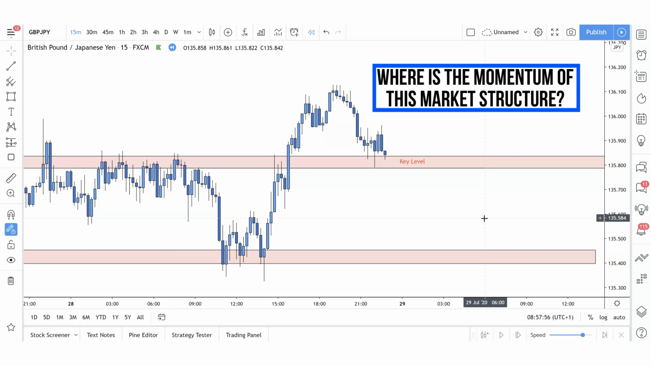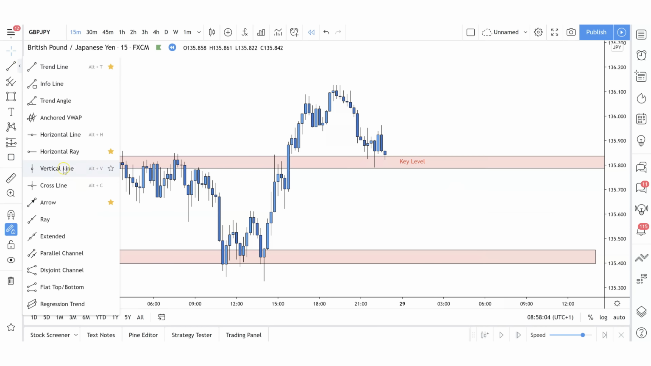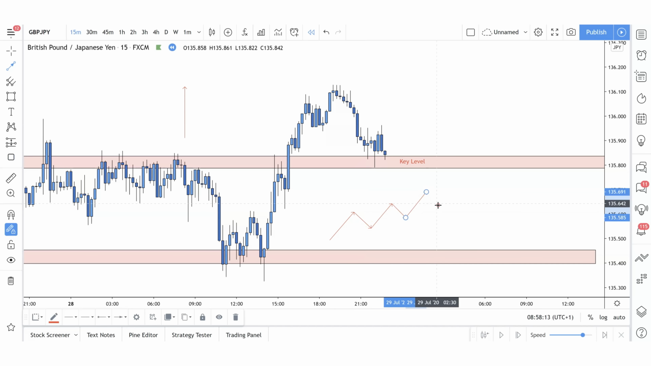Think about it. If you tell me up, you were wrong. The momentum of this market structure is down. We are looking for buys only. Make sure you know that. We are looking for buys only. So when we're looking for buys, we are looking for buys in an uptrend, not in a downtrend.